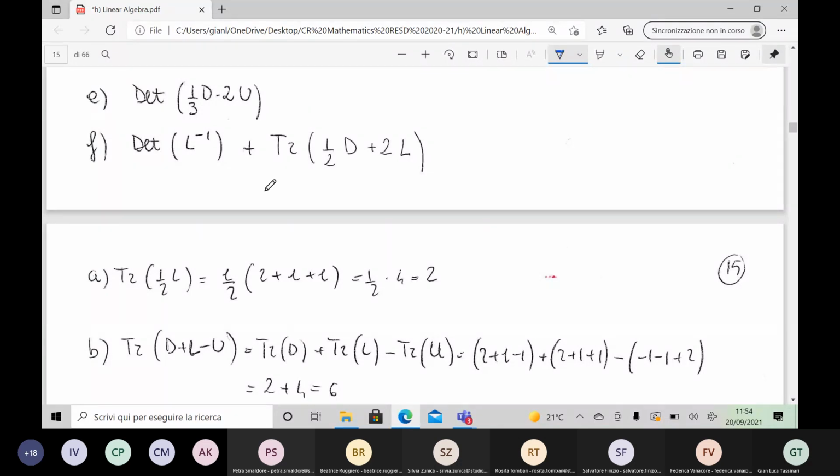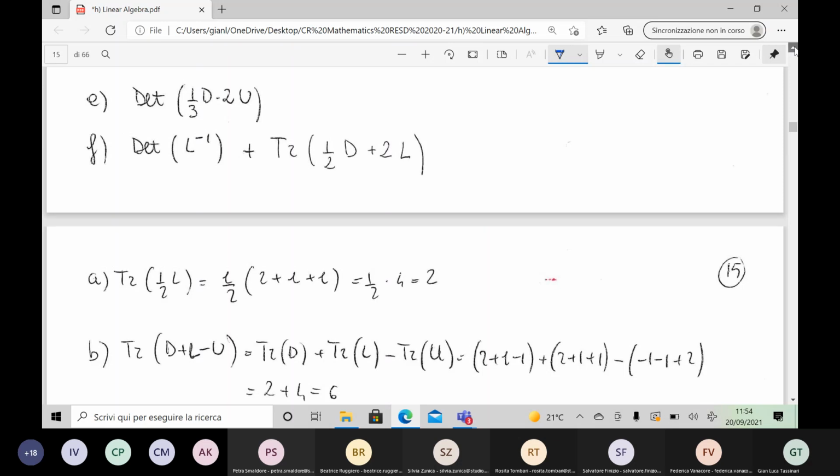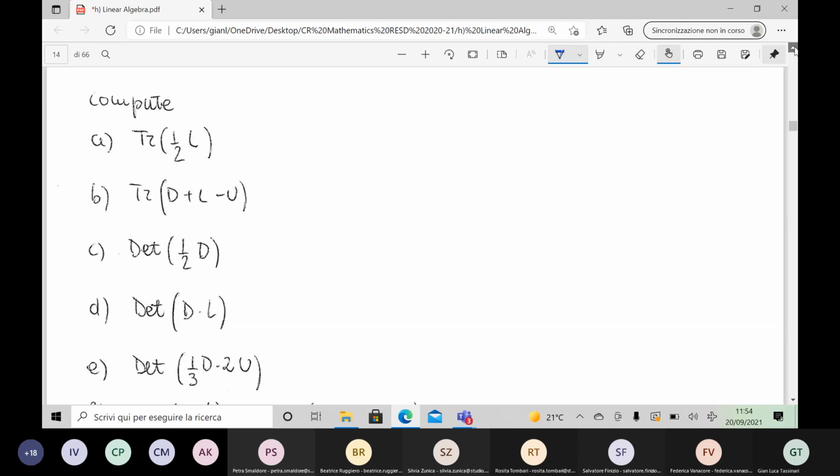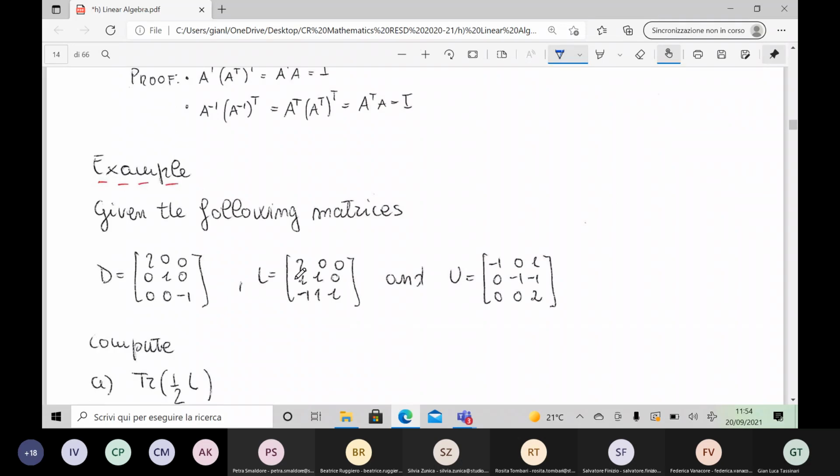Only to tell you guys, which is the determinant of L minus 1? It is 1 over the determinant of L. L is a lower triangular matrix, so the determinant is simply the product of the diagonal elements. So, determinant of L is 2 times 1 times 2, which is 2. The determinant of L minus 1 is 1/2.